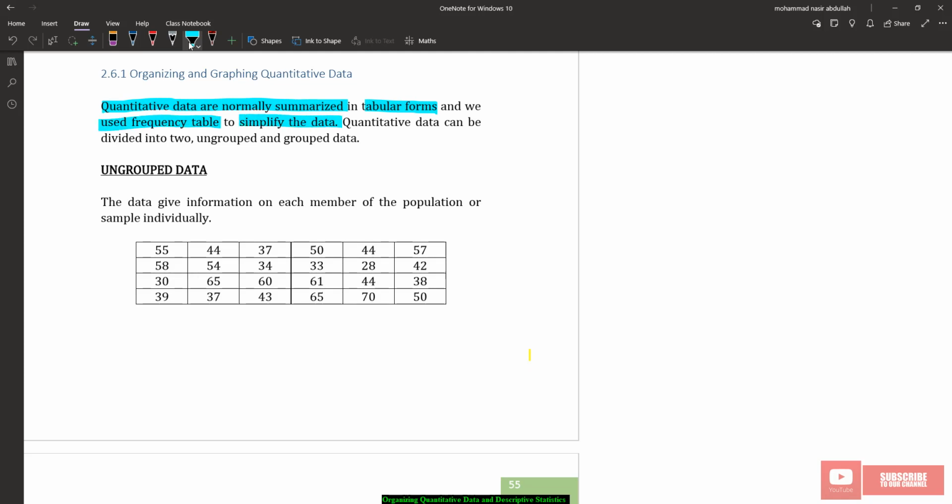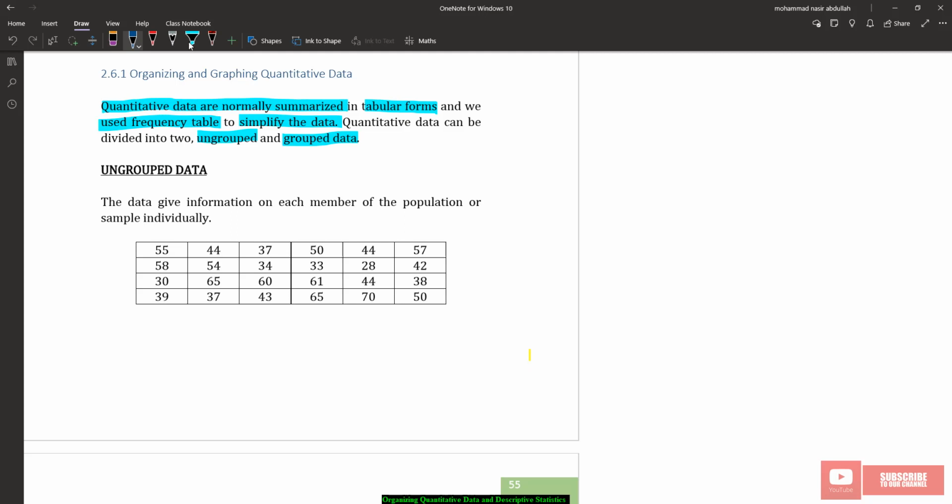Quantitative data are normally summarized in tabular form, and we use a frequency table to simplify the data. Normally we will get ungrouped data, and from this ungrouped data we will use a frequency table to describe the data, a range of data, to simplify it. The quantitative data can be divided into two types: first is ungrouped data, another one is grouped data. Remember, we have two types of quantitative data in this topic. We will be dealing with ungrouped data, and we will also be dealing with grouped data.